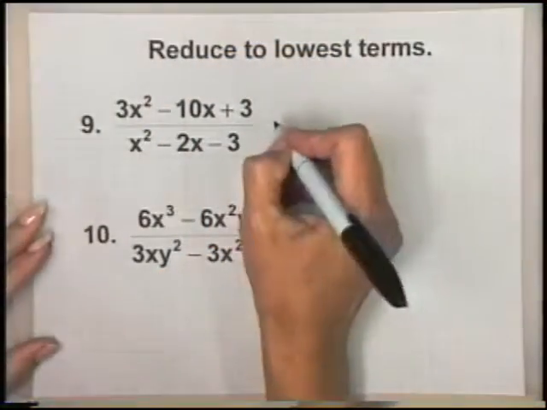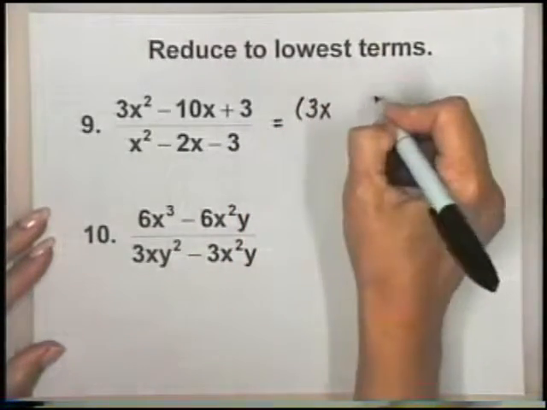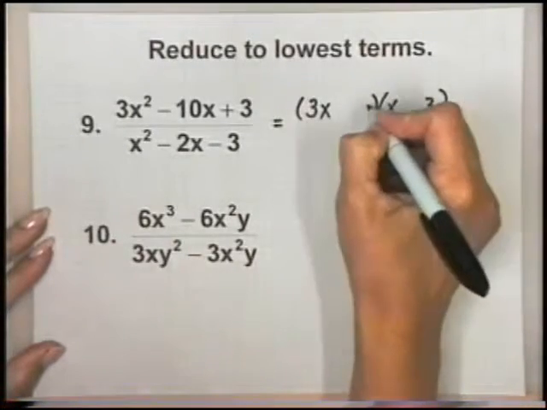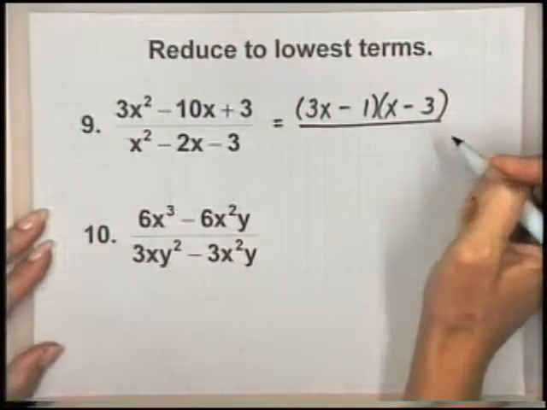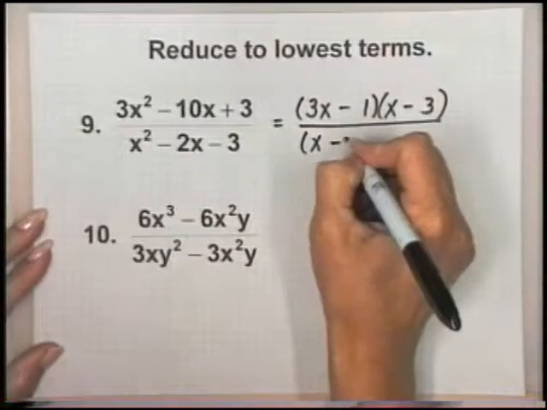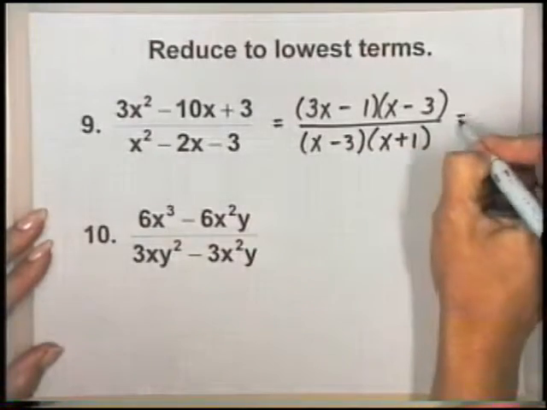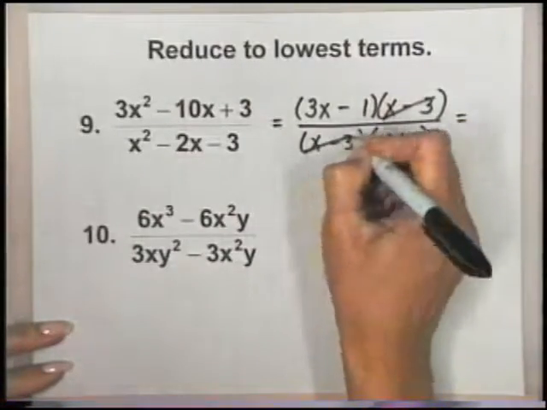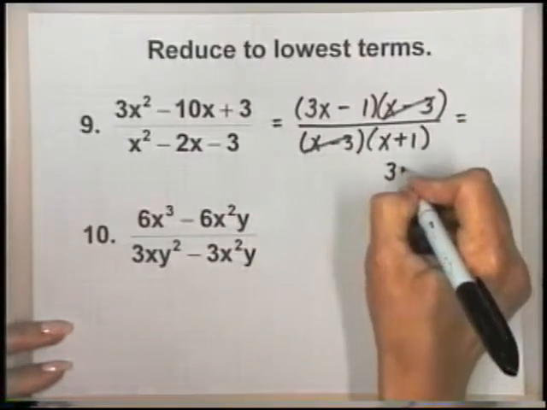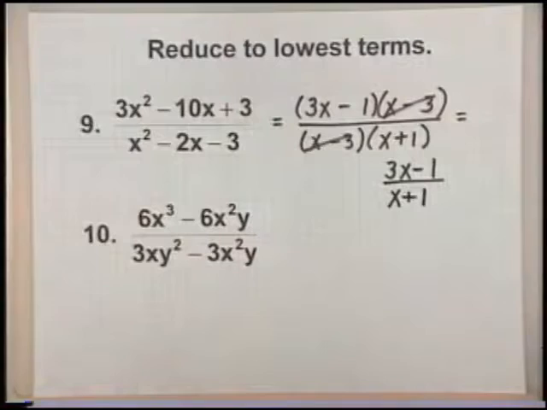How did you do? Let's work these problems. For problem number 9, let's factor our numerator. Let's factor our denominator. Since our numerator and denominator are in factored form, let's divide out our common factors, and our result is 3x minus 1 over x plus 1.